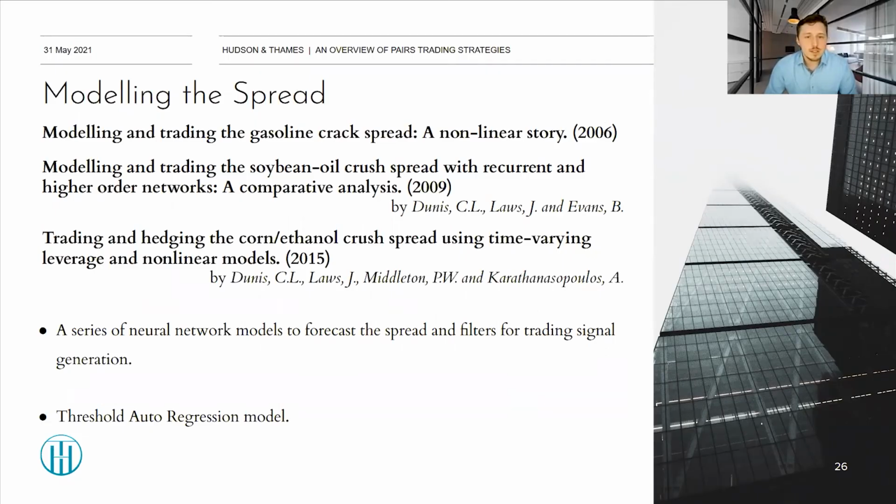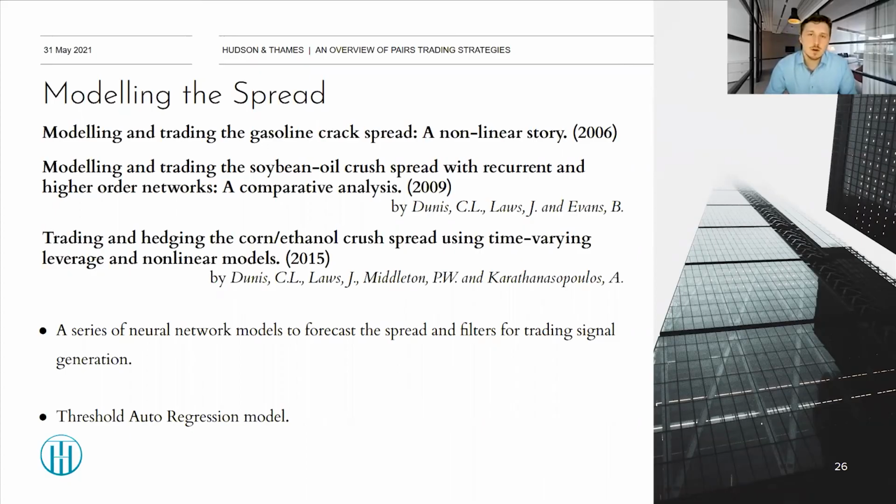In reality, I think there are more than 6 of them, being of a maybe similar nature, but of a really similar concept. So to trade some specific spreads, those could be gasoline, as you can see, soybean, corn, ethanol, etc. There is a general, so to say, framework to use that would consist of modeling this spread using some machine learning elements.